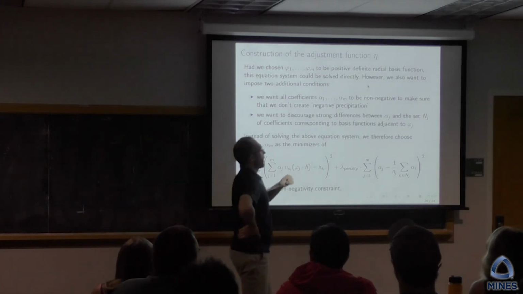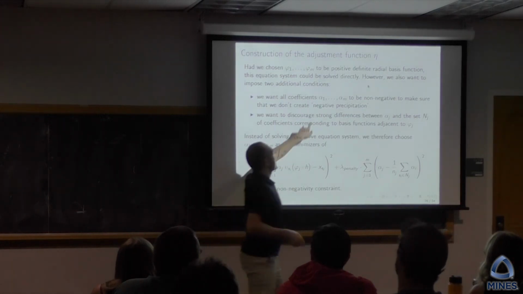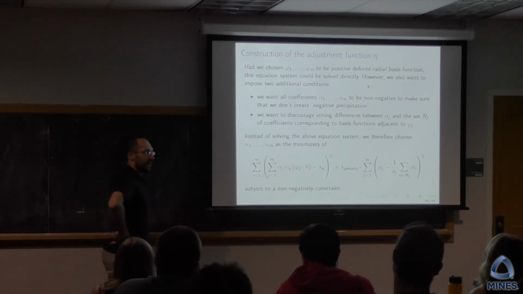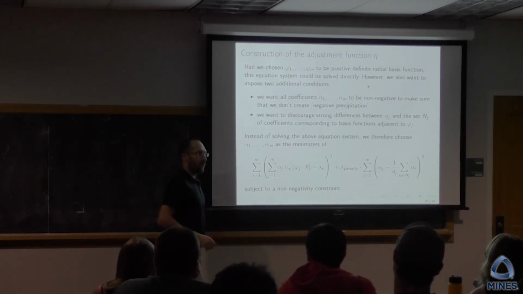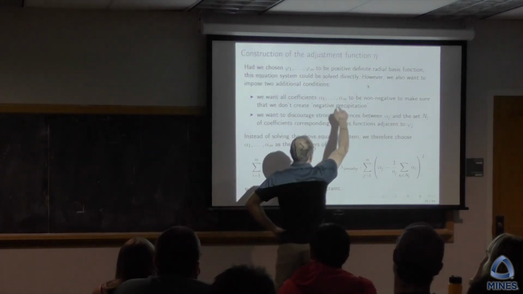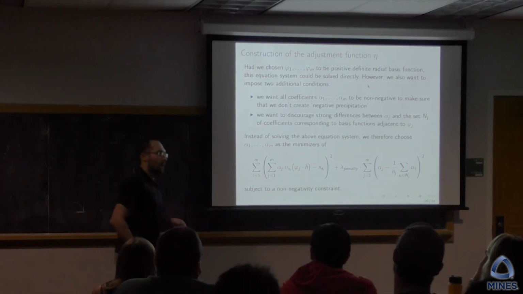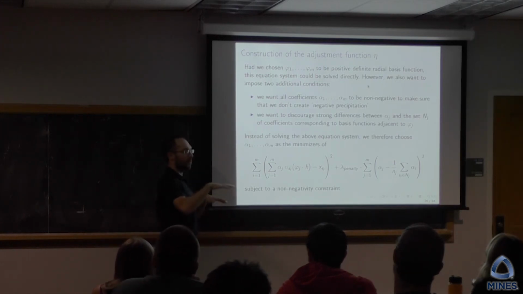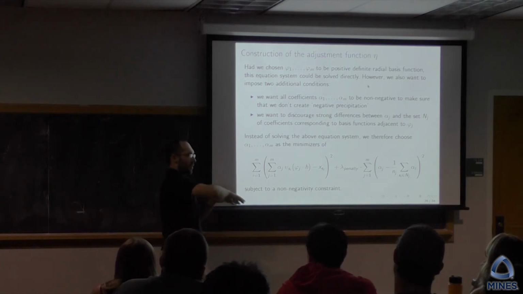One is that if I just solve that equation system, I cannot guarantee that my coefficients are positive, and that means my adjustment function could be negative at some spots, and that means I would be producing negative precipitation, which I don't want. So I want to constrain them to be positive, and also I want to suppress volatility. I want the differences between those coefficients not too strong, because then my adjustment function has weird peaks, and that means through my adjustment function I'm introducing local heavy precipitation that I don't want.